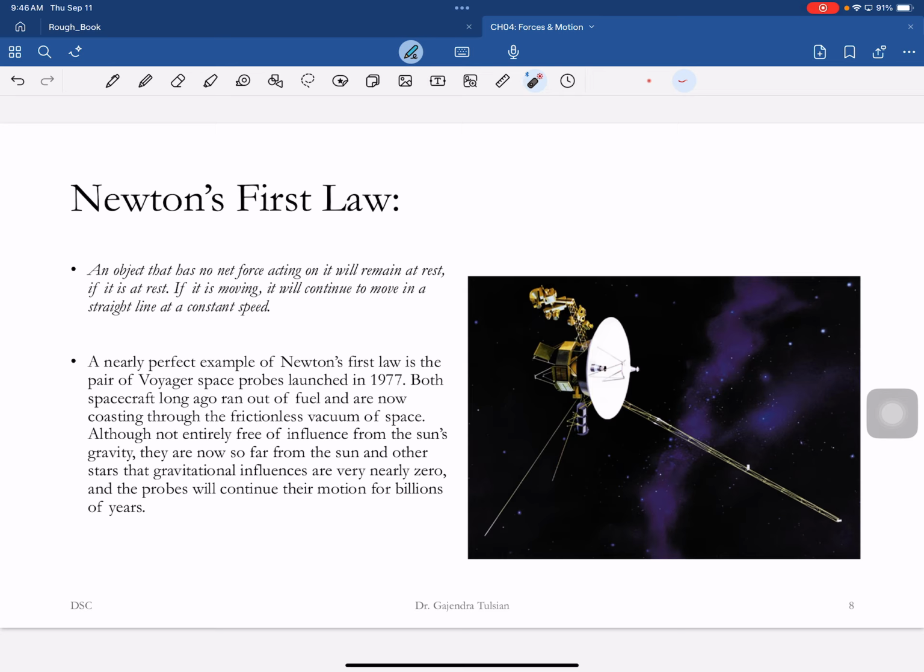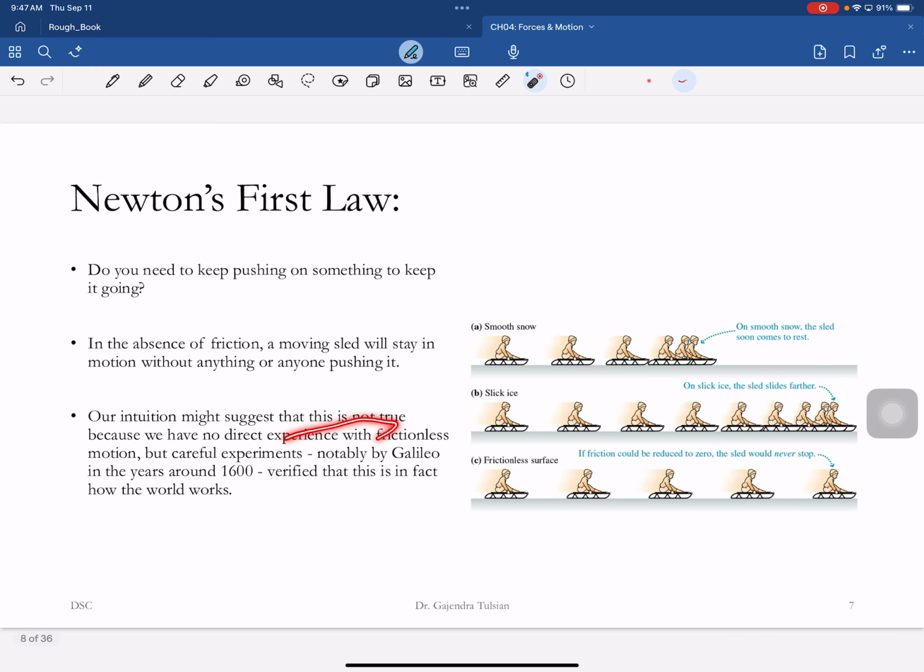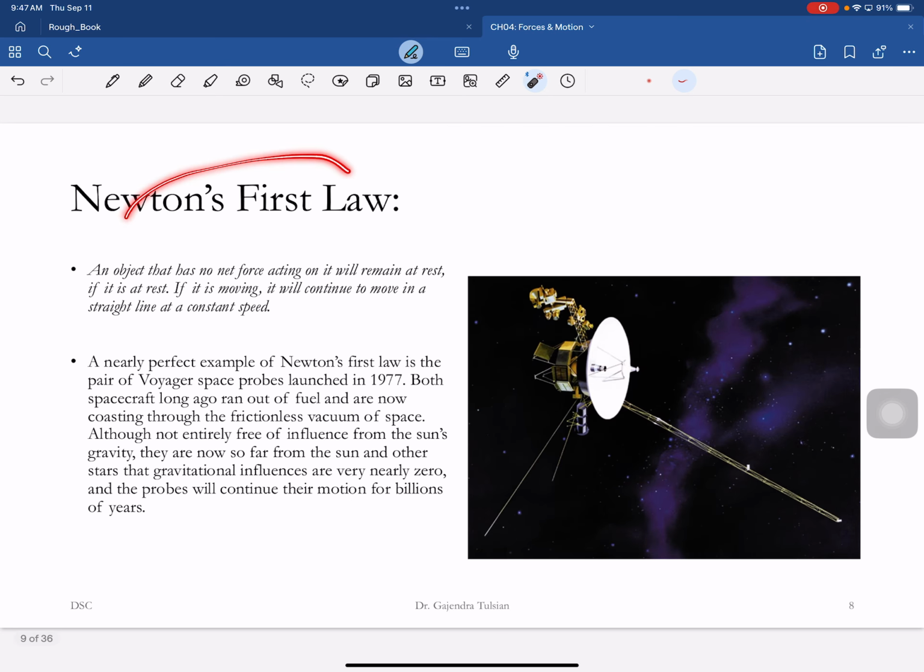All right, Mr. Galileo was the one who discovered this, realized this. So why do we call it Newton's law? He articulated it better. No. So here's why we call it Newton's first law.